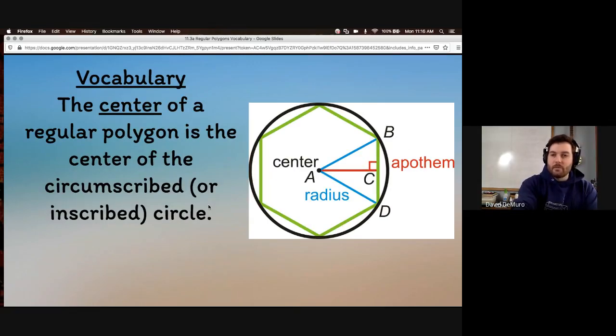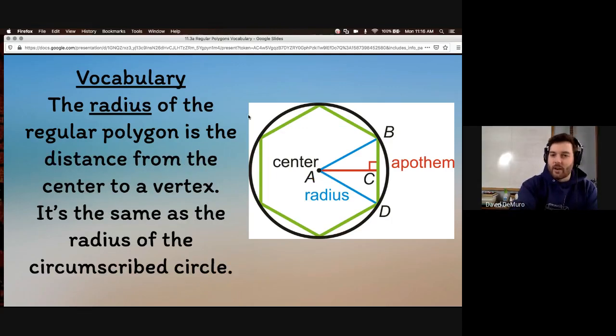Now there are a bunch of different parts. There's about 4 different parts that we're going to define within a regular polygon. So we'll go through those here. Might be a good idea to write down or take notes on this vocabulary as we go through this video. So the first one is the center of a regular polygon, and that is the center of the circumscribed circle, or it would also happen to be the center of the inscribed circle. So in this example, point A is the center of this regular polygon. If you drew a circle around it and hit all the vertices once, A would be the center of that circle, and so we also call it the center of the regular polygon.